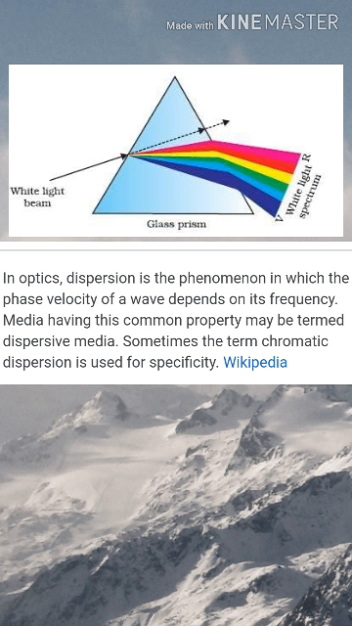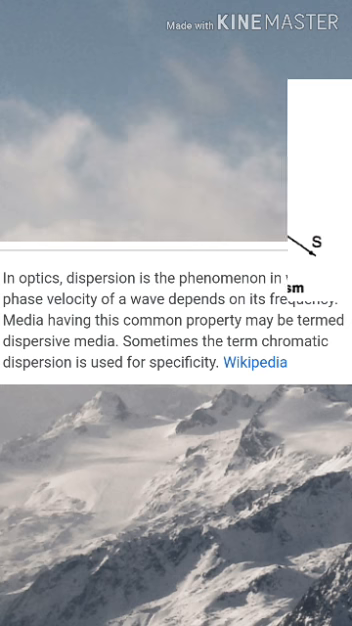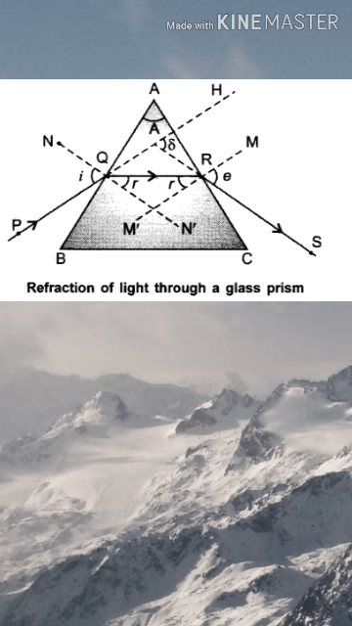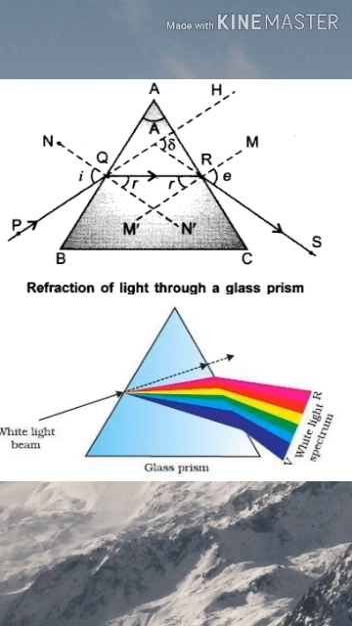Next, we talk about dispersion of light. In the figure, you can see the dispersion of light. In optics, dispersion is the phenomenon in which the phase velocity of a wave depends on its frequency. Media having this common property may be termed dispersive media. Sometimes the term chromatic dispersion is used for specificity.